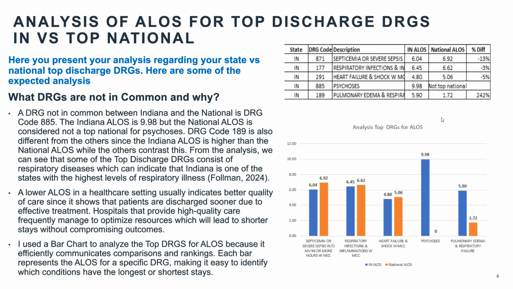I use the bar chart to analyze the top DRGs for average length of stay because it efficiently communicates comparisons and rankings. Each bar represents the average length of stay for a specific DRG, making it easy to identify which conditions have the longest or shortest stays.